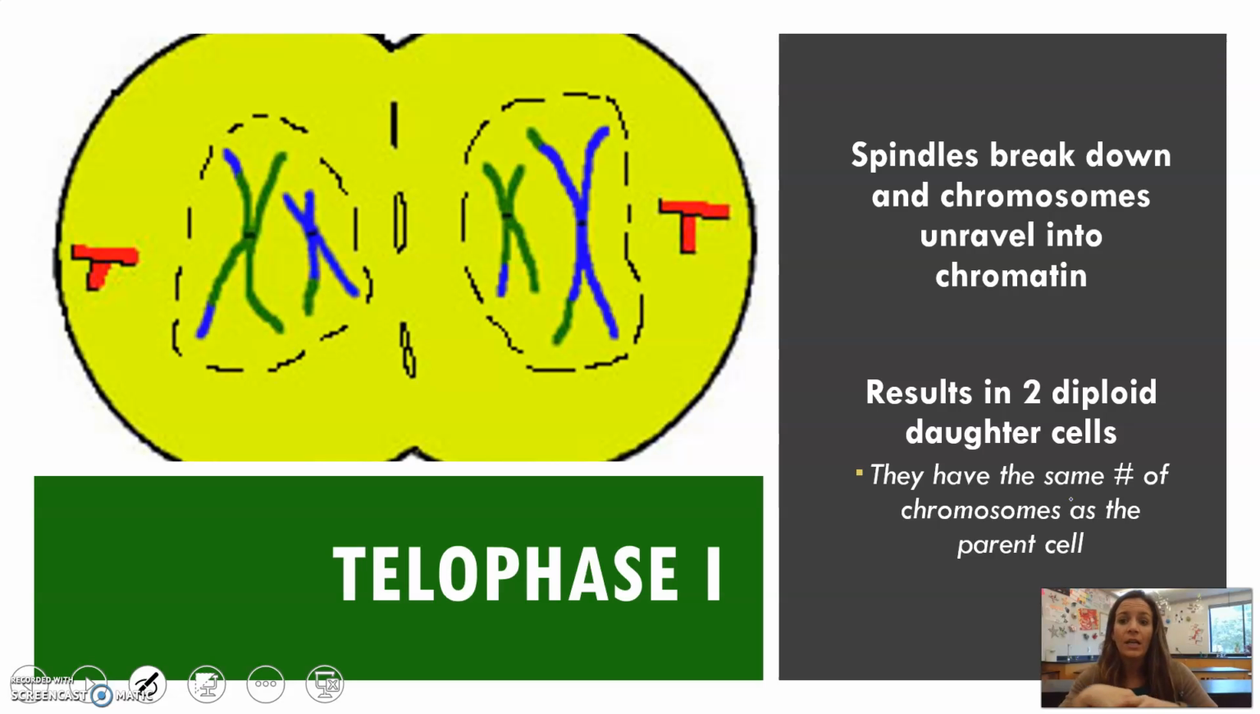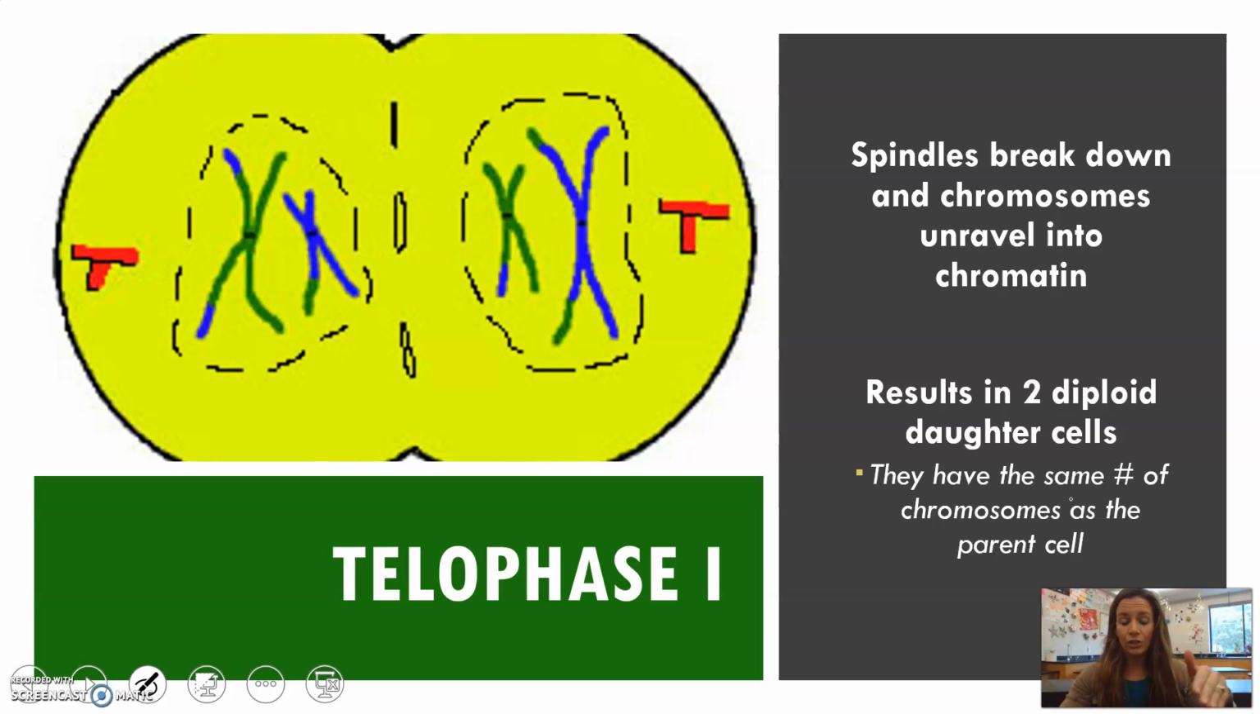In telophase I, that spindle is going to break back down, the chromosomes unravel, you get two diploid daughter cells, and they have the same number of chromosomes as the parent cell. So in humans, if we started with 46, remember it duplicates in S, then it reduces back to 46 and 46 in your two cells at the end of meiosis I.